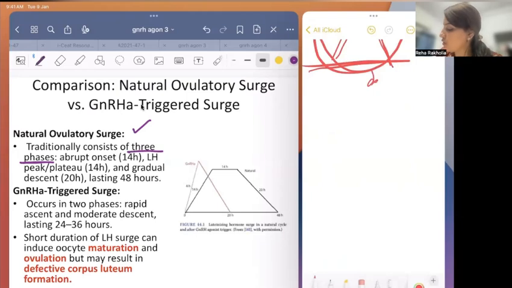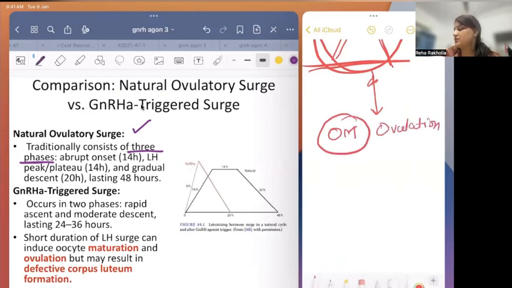This is short. That's why the corpus luteum is defective. So this short LH surge can lead to oocyte maturation and ovulation, but the corpus luteum will be defective.